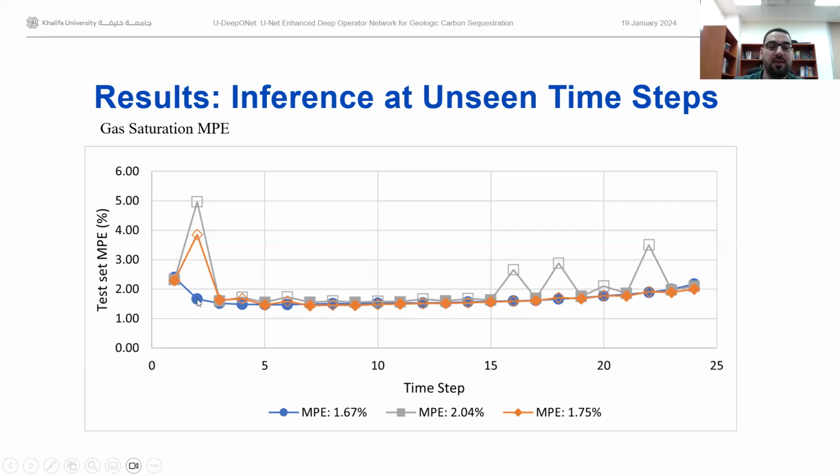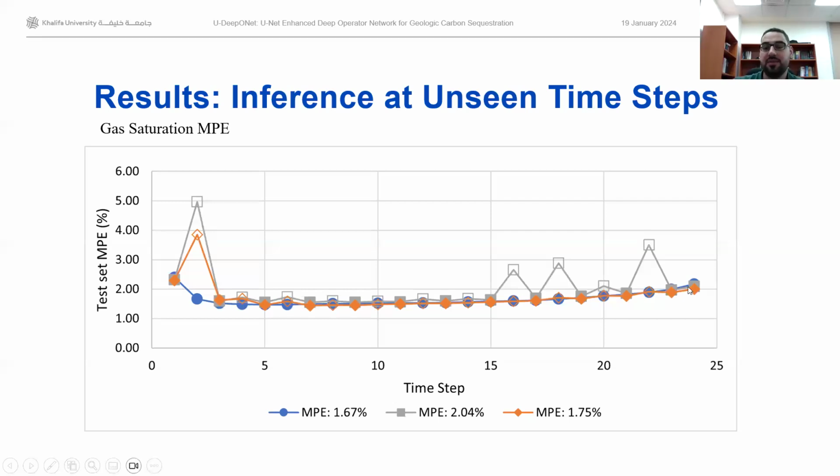unseen time snapshot. This is because the change in the saturation plume early on is very rapid, and it's very difficult to generalize to that behavior. So this is the solution at day 1, this is the solution at day 2, but this is the solution at year 30. So the change here is much smoother compared to here. Here it's much more rapid, and that's why it's very difficult to generalize. Nonetheless, the error is not that bad at this time step, and it's the only time step that doesn't perform as well as expected.